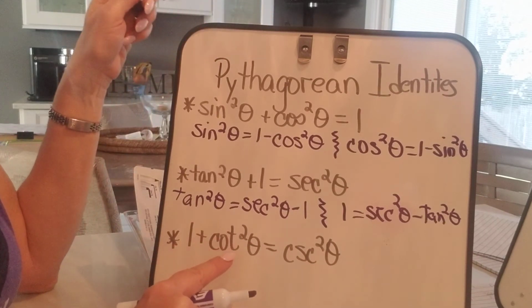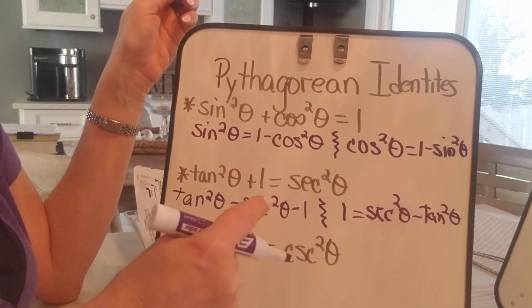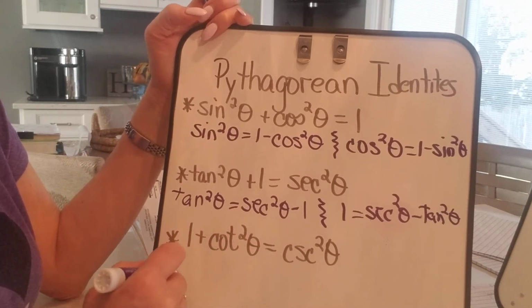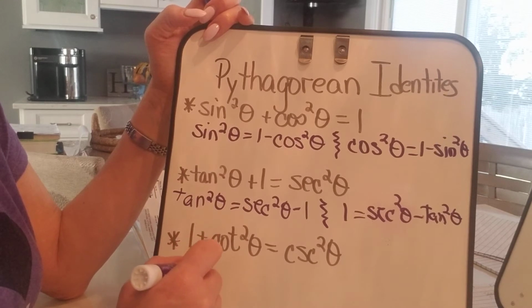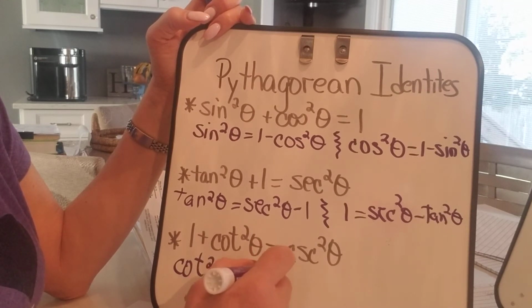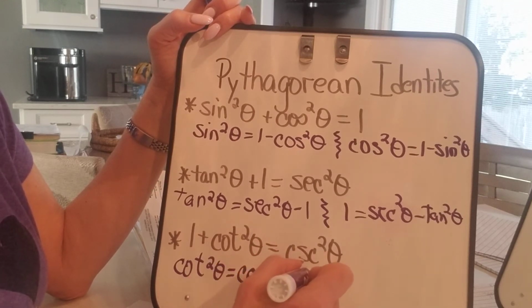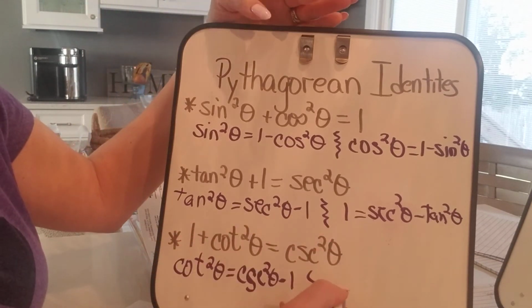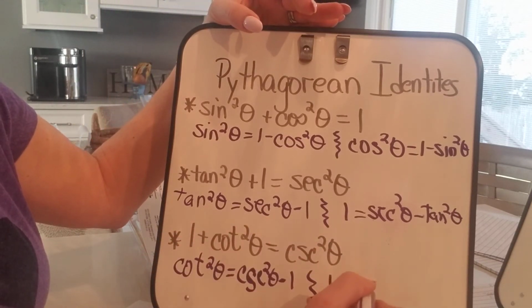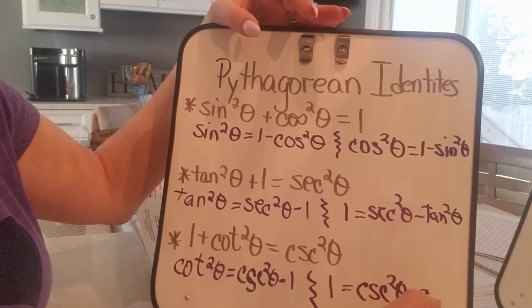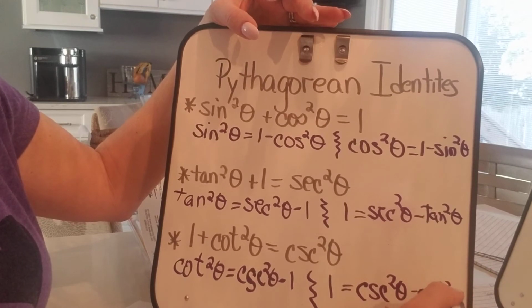1 plus cotangent squared, actually I could have written that the other way, cotangent squared plus 1, but I can move the 1 to the other side and be left with cotangent squared theta is equal to cosecant squared theta minus 1. Or instead of moving the 1, I could move the cotangent, so I'm left with 1 equals cosecant squared theta minus cotangent squared theta.